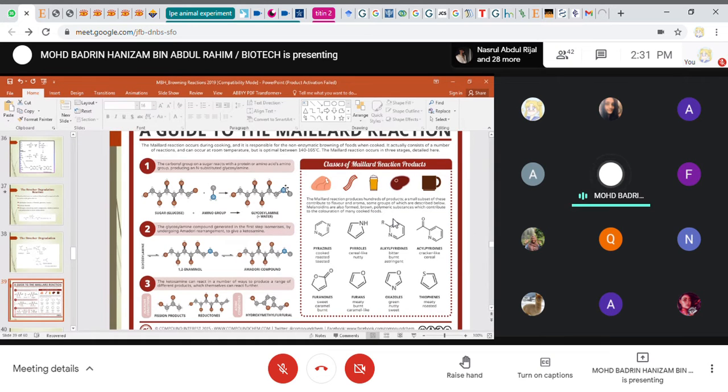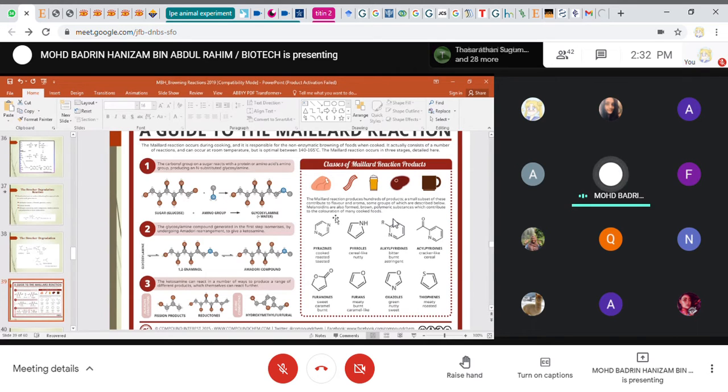So this glycosylamine will be isomerized, and then we produce 1,2-enaminol, which is an intermediate product, and then we give ketosamine. Next, ketosamine can react in a number of ways to produce a range of different products, which themselves can react further. Fission products, reductone, hydroxymethylfurfural. So, for example, here, the Maillard reaction produces hundreds of products. A small subset of these contribute to flavor and aroma, some groups of which are described below.